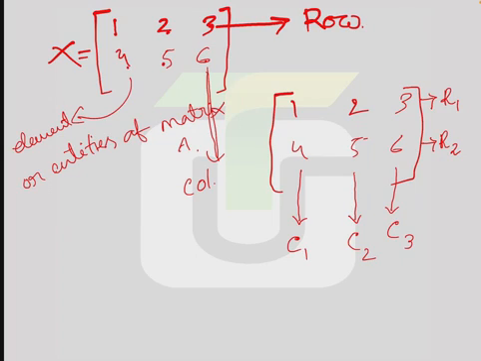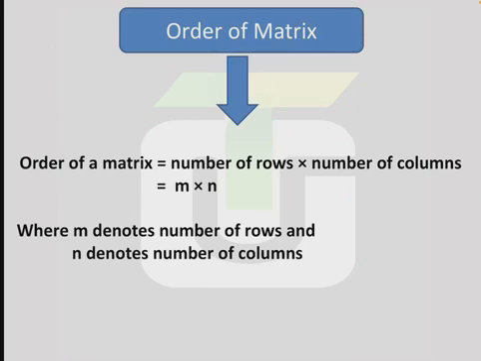Here the number of rows is 2, that is R1, R2. And the number of columns is 3, that is first column, second column, third column. Next is the order of a matrix. What is the order of a matrix? The order of a matrix is equal to the number of rows into the number of columns.